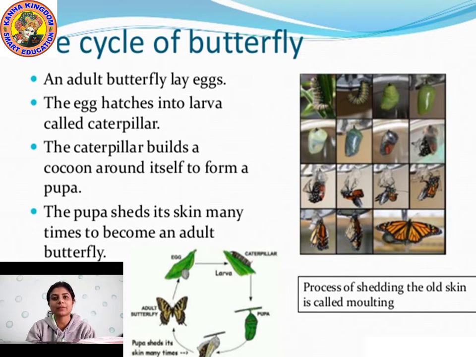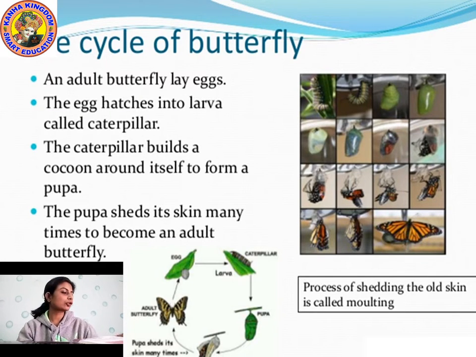Okay, see, an adult butterfly lays eggs. These butterflies lay eggs on the leaves of the plant.